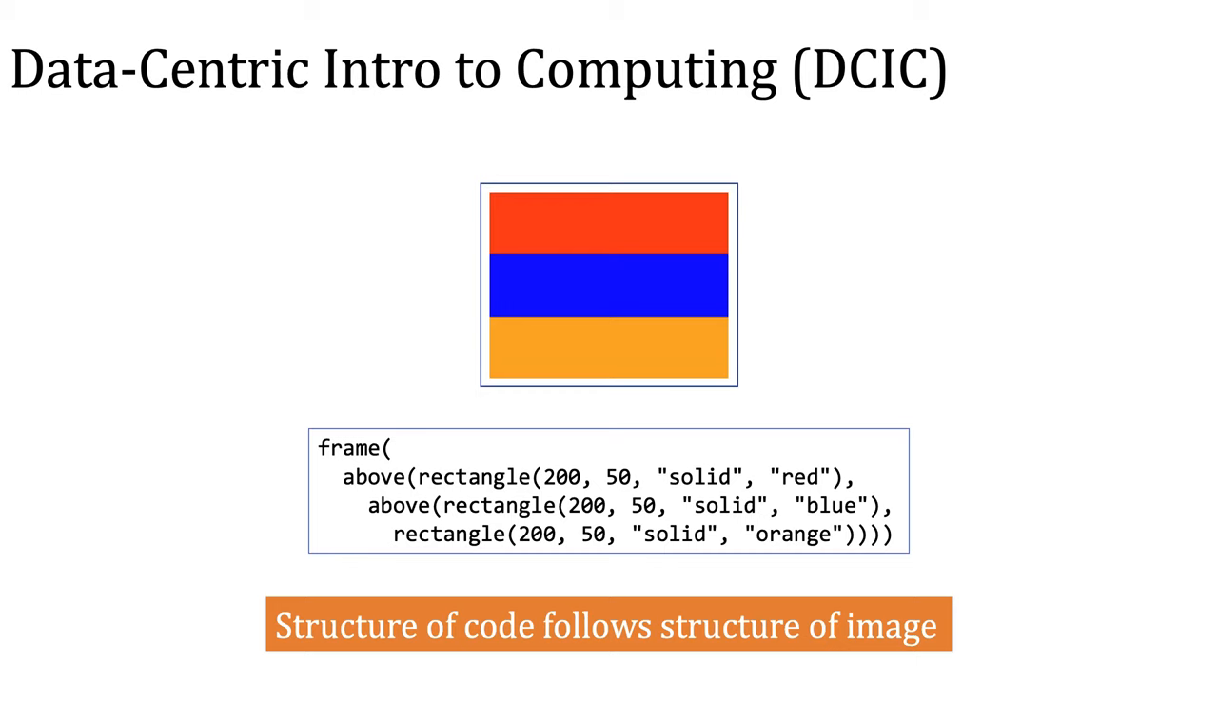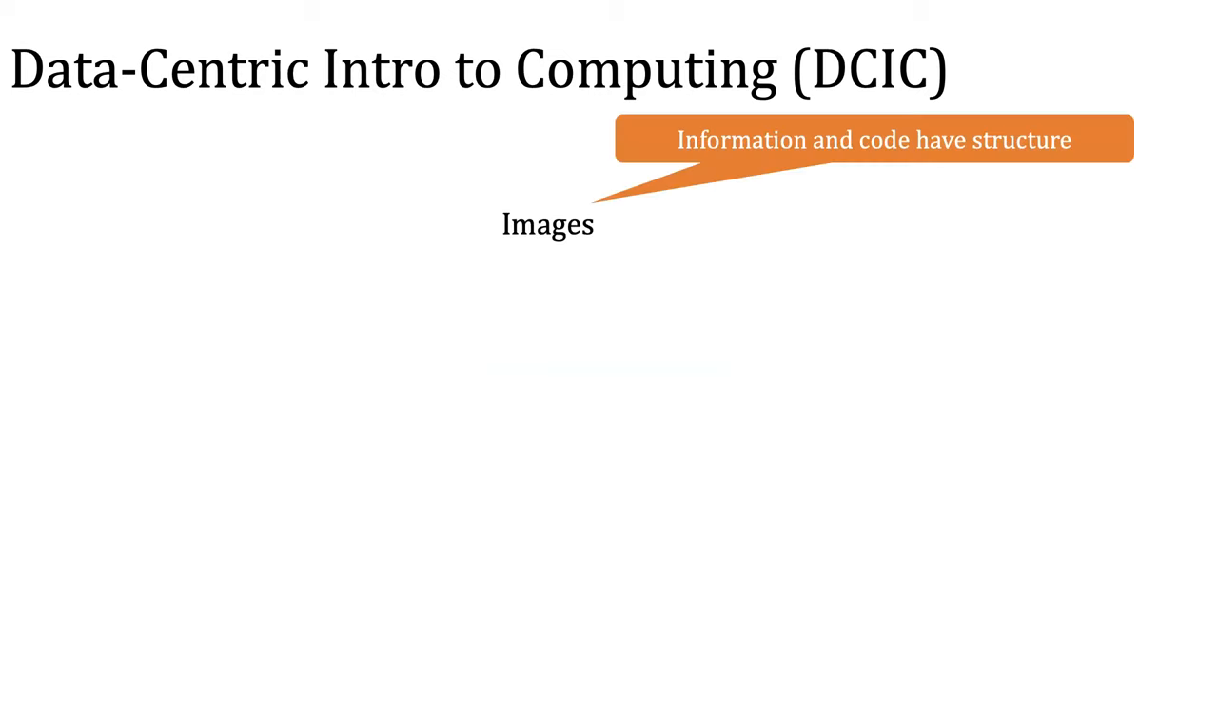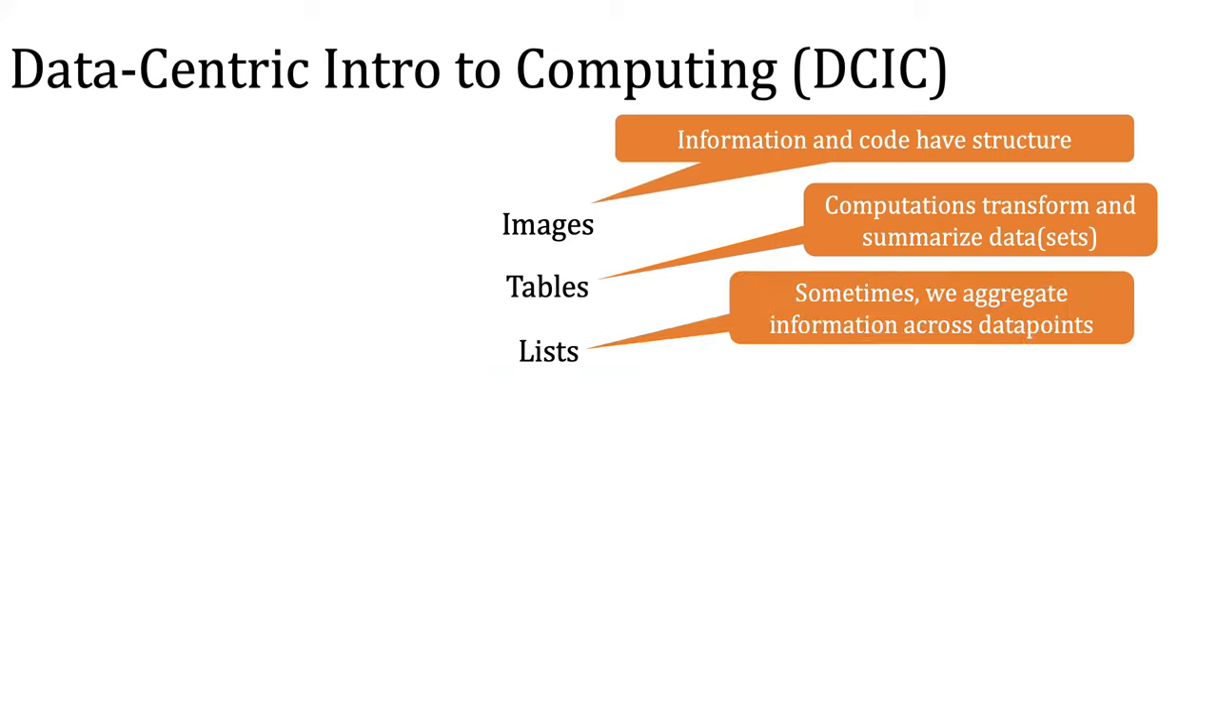It's actually teaching them a deep computational principle before they get to the rest of the curriculum, right? So the idea in our book and in our approach is we start with images, which is basically telling students that information and code have a structure. We get to tables and start to do meaningful computations. Then we say, look, sometimes we have to talk about parts of the table. That's what leads us to lists.